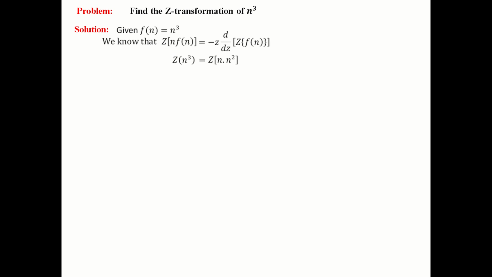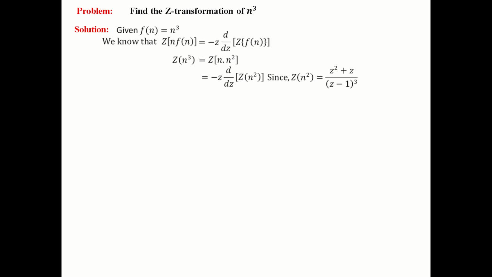Next problem. To find the z transformation of n cube. So given f of n is equal to n cube. We know that z of n f of n is equal to minus z d by dz of z of f of n. So z of n cube can be written as z of n into n square. Here f of n is nothing but n square. So using that formula, minus z d by dz of z of n square.